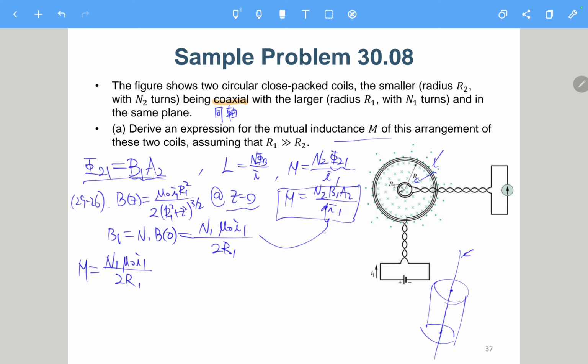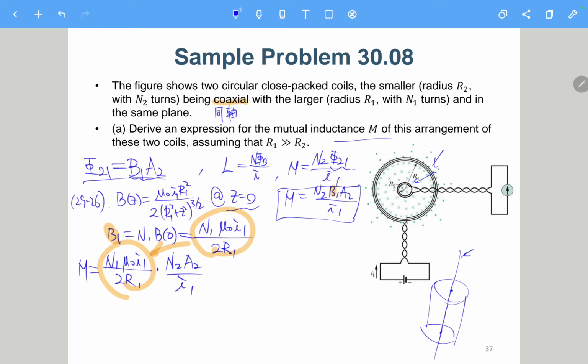Times N2A2 over I1. So we just try to put B1 into here. So for the other term, N2A2 over I1 is here, N2A2 over I1. And then this B1 is nothing but this one. So we just put this one into here.